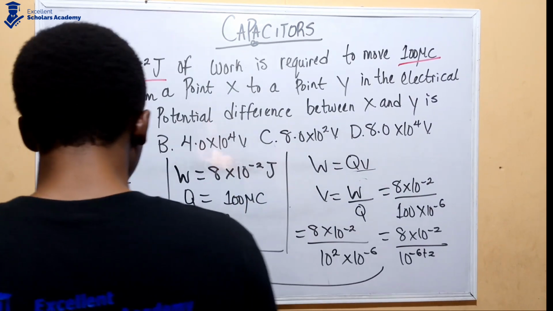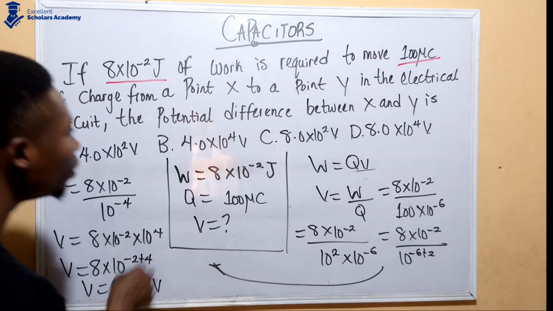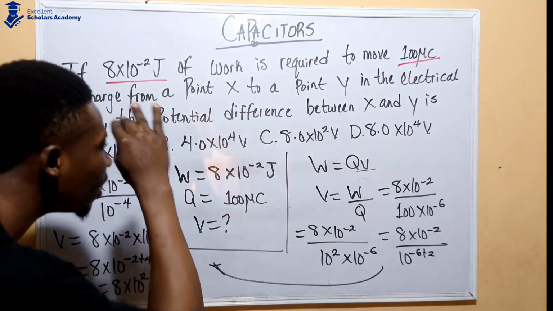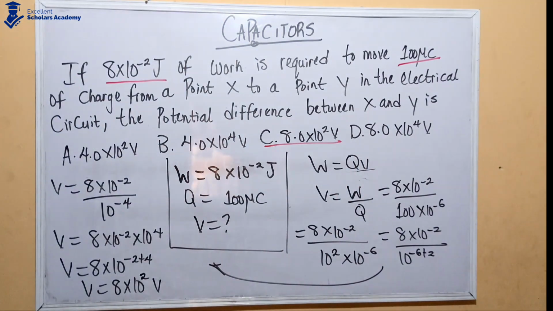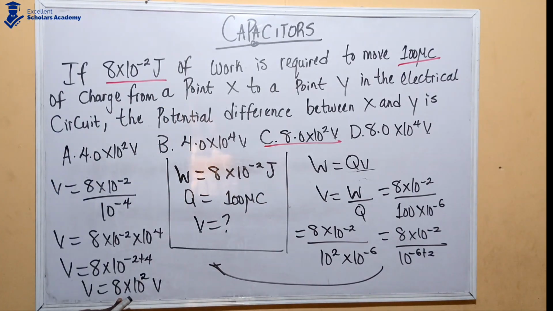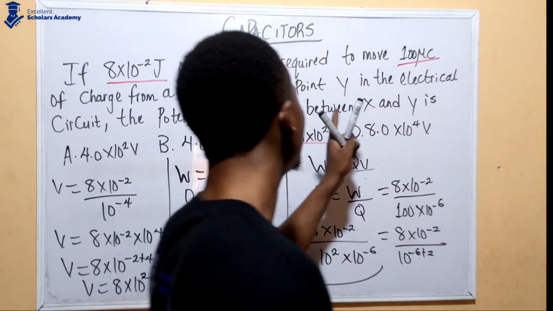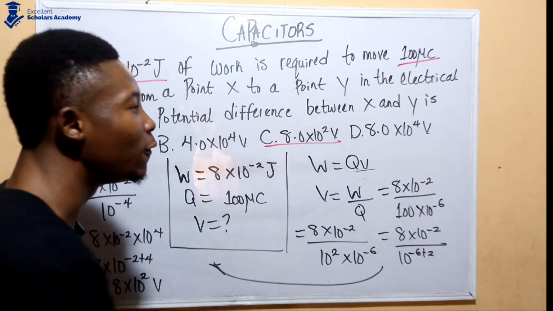Now, this in the options, where is the answer? Where are we going to see it? Okay, so our answer is C. Option C, 8.0, note, is still the same thing as 8. So the potential difference between X and Y is 8.0 times 10 to the power of 2 volts.